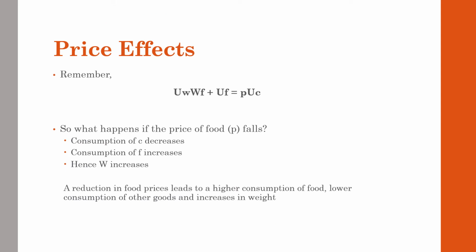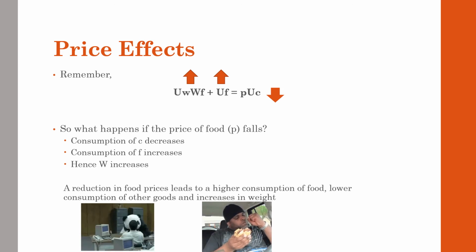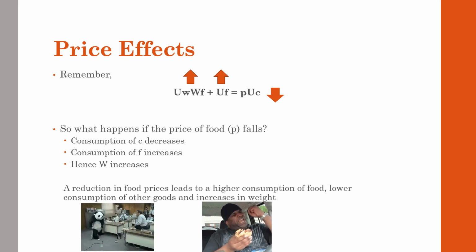Now what happens if the price of food falls? Well, the individual still maximizes their utility, and the individual still chooses consumption of food and consumption of other goods in a way which does maximize their utility, but now the price of food has fallen, so the consumption of other goods will decrease, and instead they'll eat more food, and as a result, weight will increase. That's basically what we have here. Consumption of other goods falls, consumption of food increases, and that leads to an increase in weight.